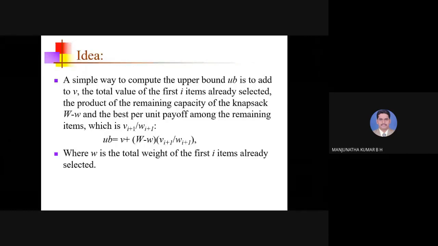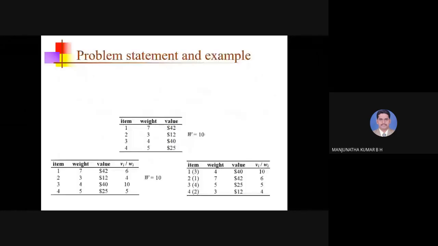So big W minus small w is the remaining capacity, multiplied with the profit weight ratio of the next item, that is i plus 1. Before using this formula, you have to arrange the items in the descending order of their profit weight ratio. Don't forget that step. That is very important. Now this is the example given.